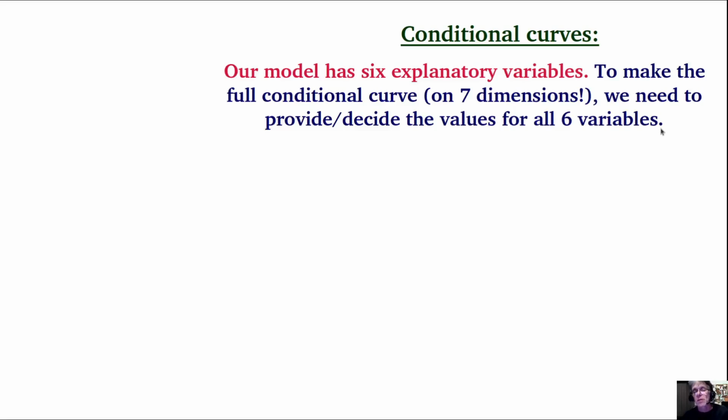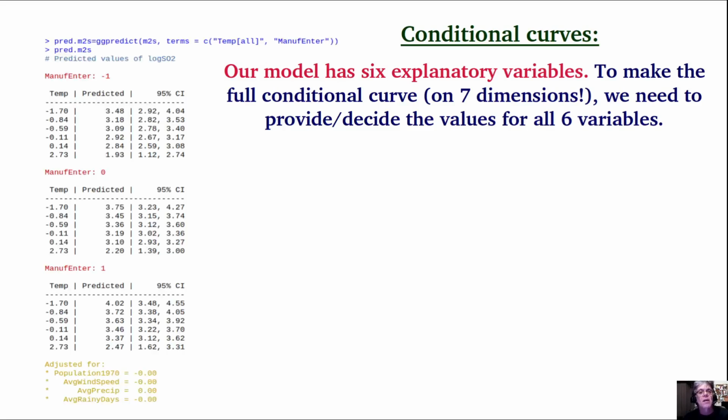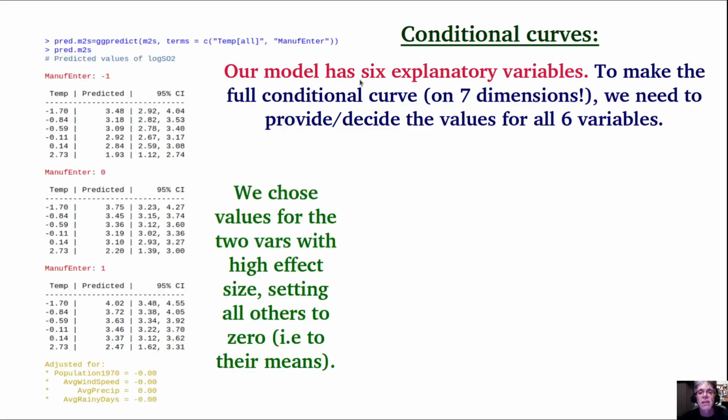We can also obtain the conditional curve. The point here is that our model has 6 explanatory variables. To make a full conditional curve in now 7 dimensions, 6 explanatory variables plus the response variable, we would need to provide or decide on the values for all 6 variables. Or I chose to make something simpler to illustrate the power of these ideas. And so I selected only the values of the 2 variables having large effects, meaning temperature.